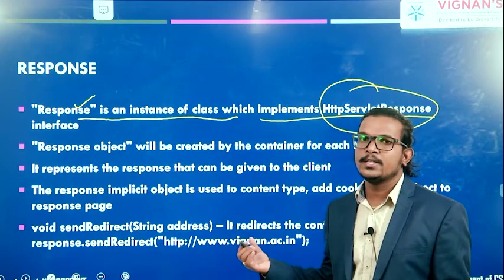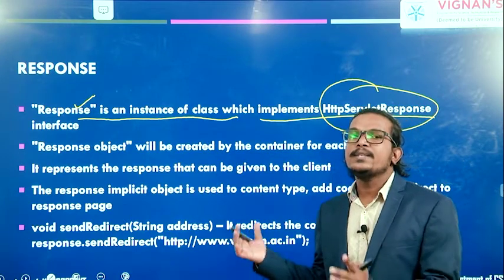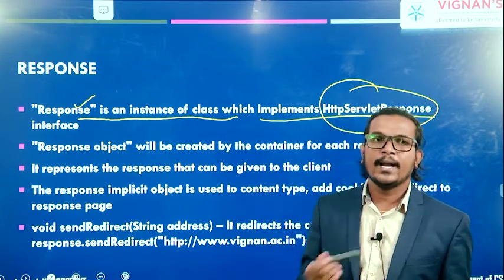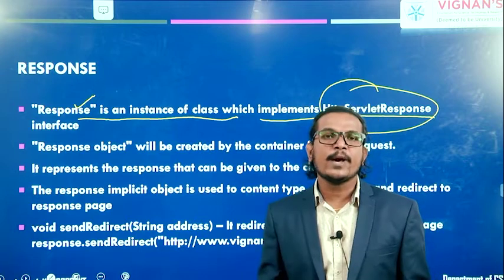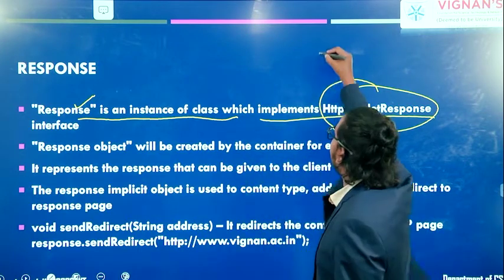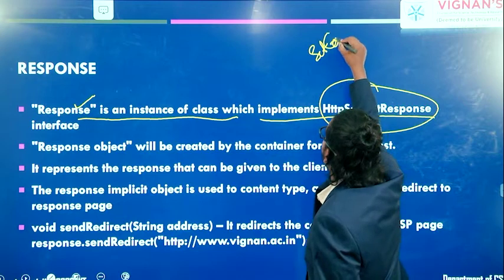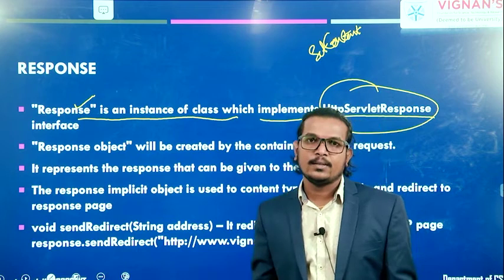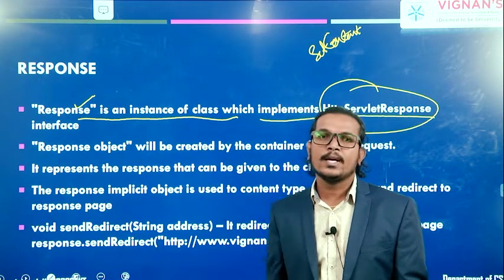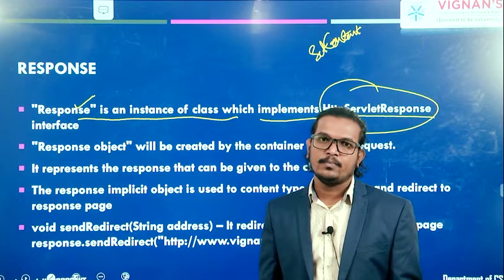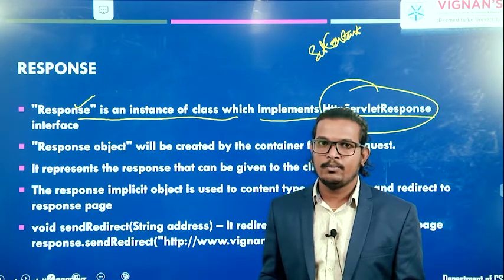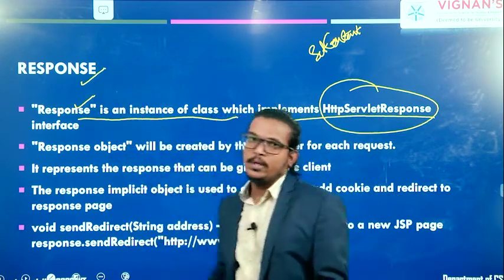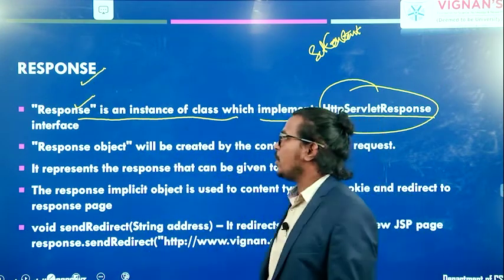With the help of this response object, we are sending some response back to the client machine. While sending the response back to the client machine, we can set the content type, meaning what type of content you want to forward to your client machine. Whatever you are forwarding to the client machine will be forwarded through the response object only.